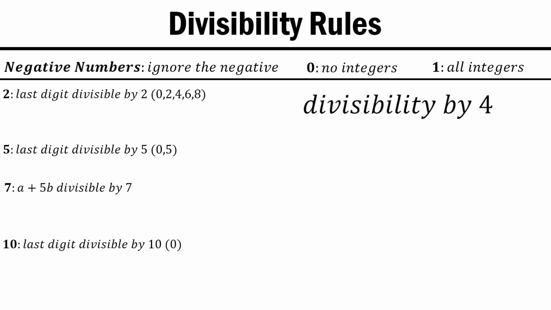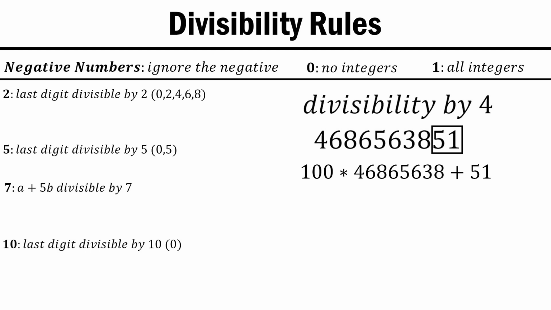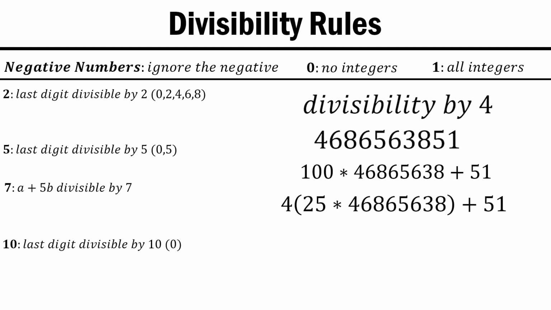Moving back to the more interesting cases, let's look at 4. In the same way that we split up our numbers into the last digit and everything else, for 4 we split up the last 2 digits and everything else. Take this relatively long number. Since we've moved a digit over, we have to multiply the long string of digits by 100 instead of 10, and then add 51 like usual. We do this since 100 is divisible by 4, so this whole product is as well.